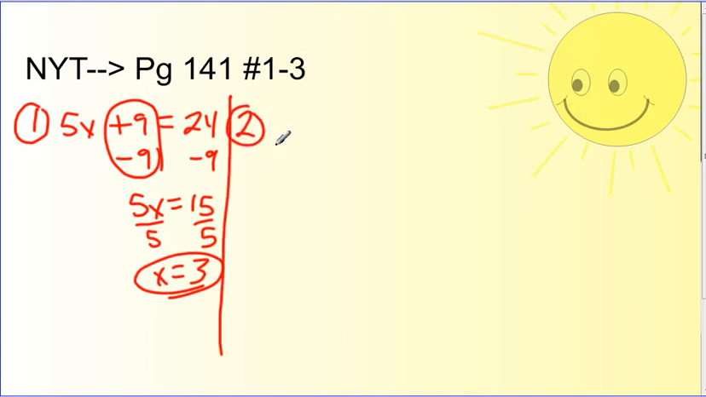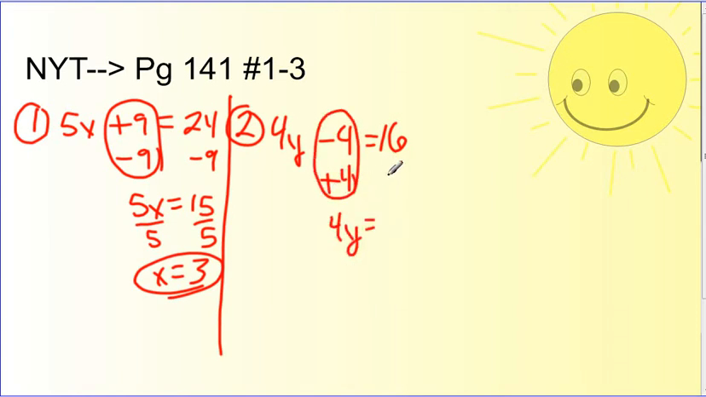Number 2 says 4y minus 4 equals 16. Got multiplied by 4, minus 4. We'll get rid of the add and subtract first. So we're going to add 4 here, gone. 4y equals, add 4 there, giving us 20. The way we get rid of a multiply is by dividing, and y equals 5.